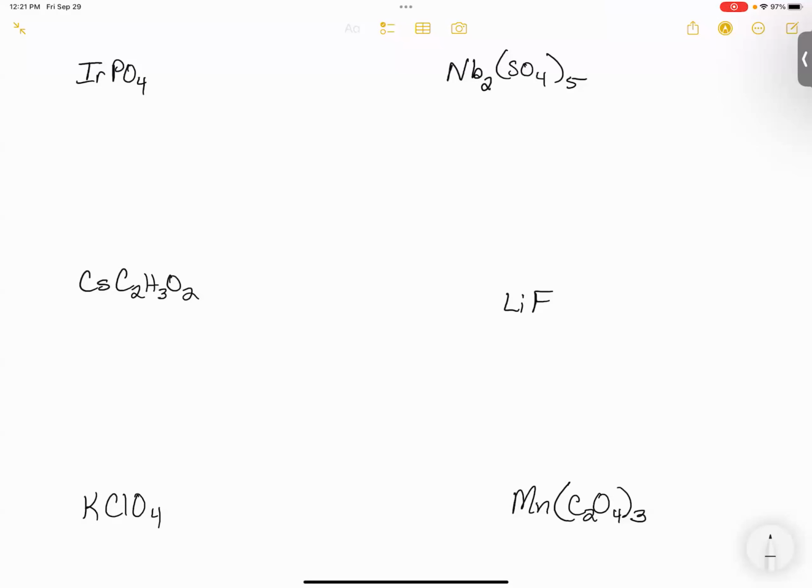So sulfates are minus two. The entire SO4 is minus two. So since there's five of them, that makes up minus 10.